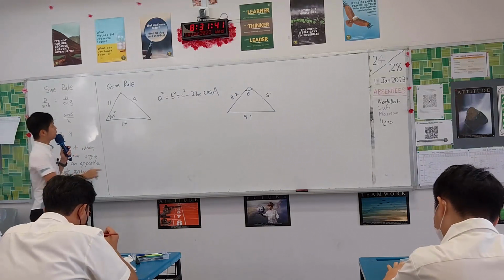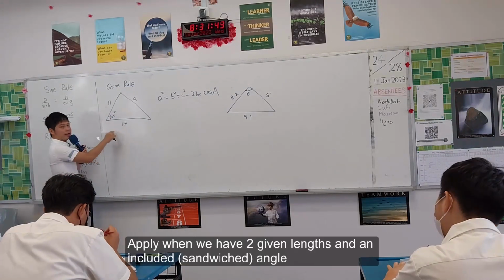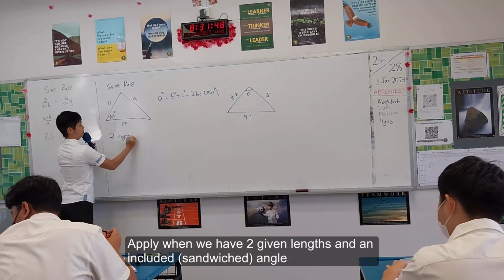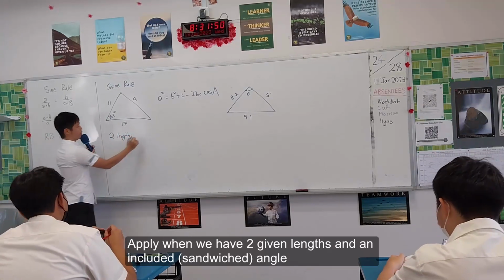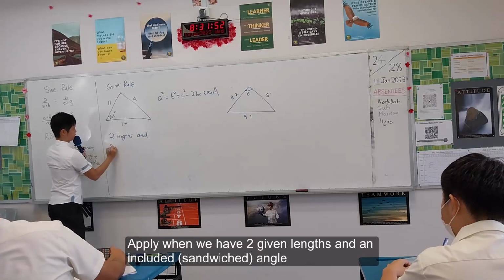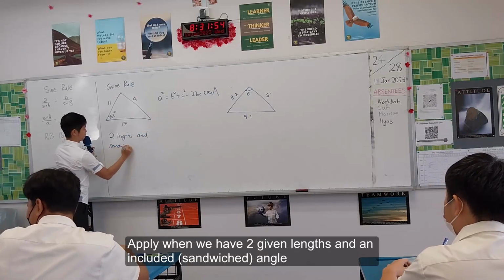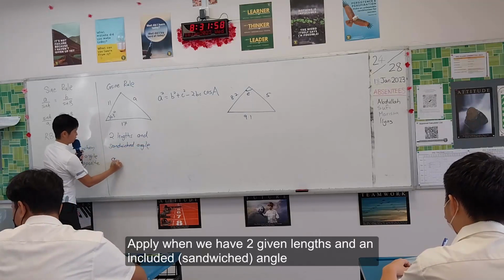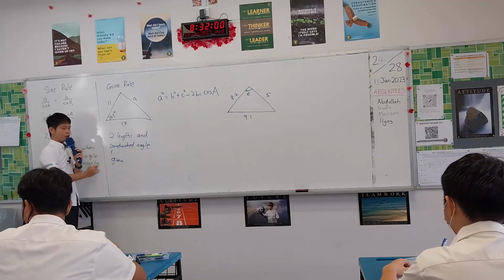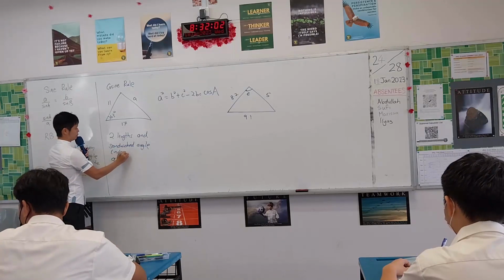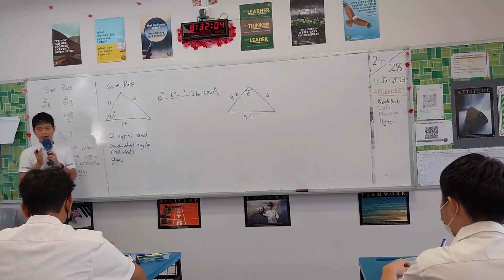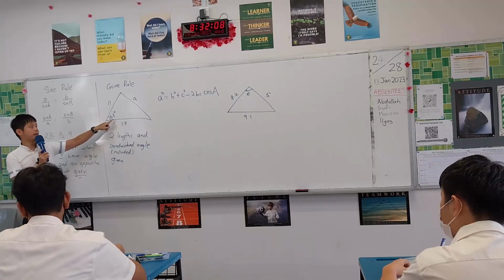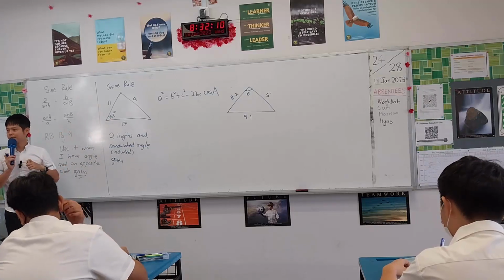First, when we have two lengths given, and we have the sandwich angle given. So for this sandwich angle, the correct term is supposed to be included angle, but we use the word sandwich. So we have two lengths and a sandwich angle.